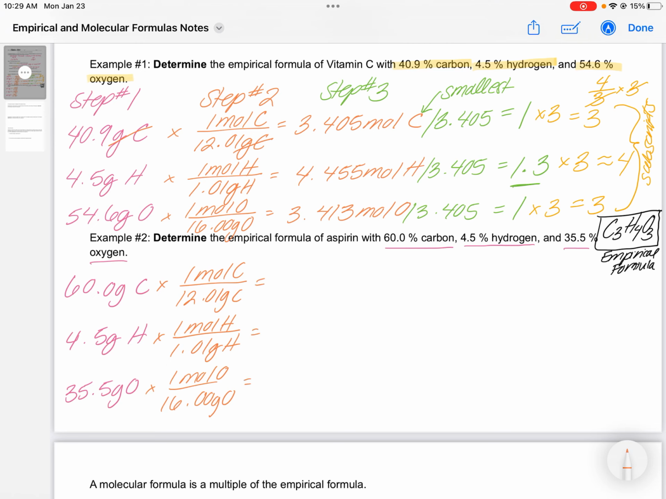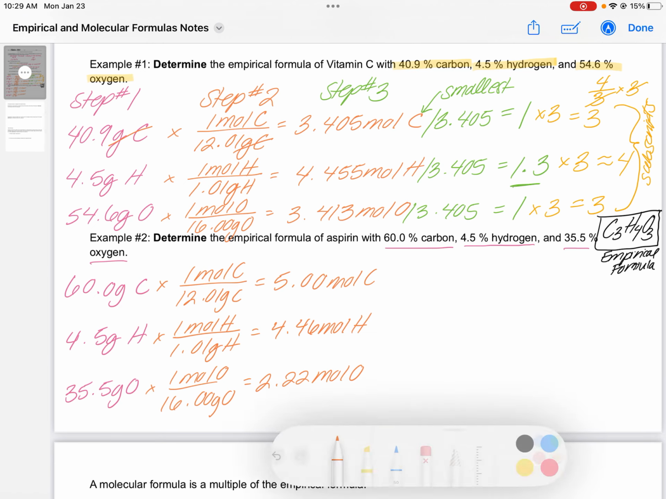The result of each of these calculations is 5.00 moles of carbon, 4.46 moles of hydrogen, and 2.22 moles of oxygen. I don't remember if I rounded these, but whatever sig figs you get, write down as many as you get, just so that we are safe and that our subscripts end up closest to what they truly should be.